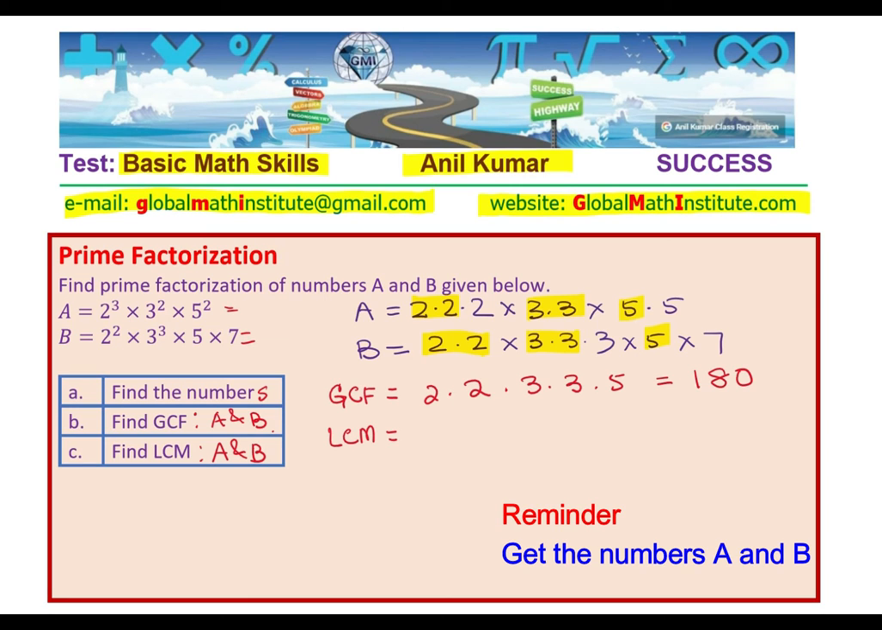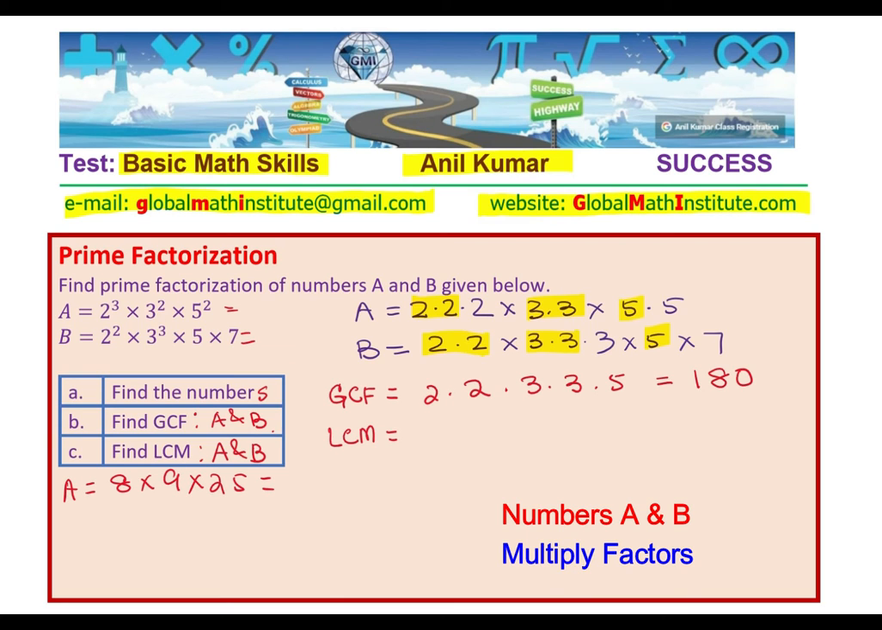So 5 square is 25. This is 8. 8 times 25. So A is 8 times 9 times 25, which is how much? First multiply 25 and 8. When you multiply 25 and 8, you get 200. And then with 9, 1800. Make sense? Now let's take the number B.